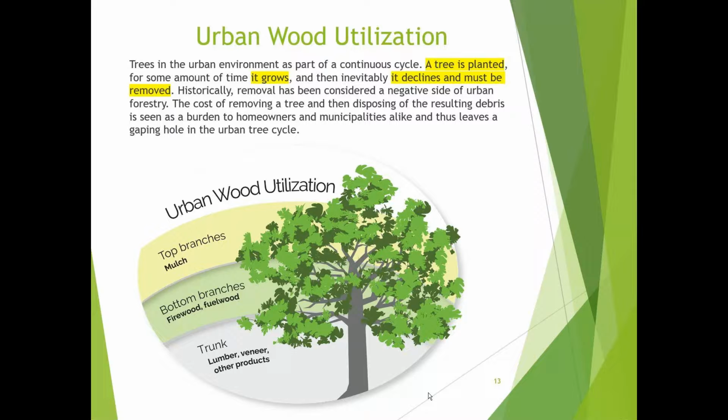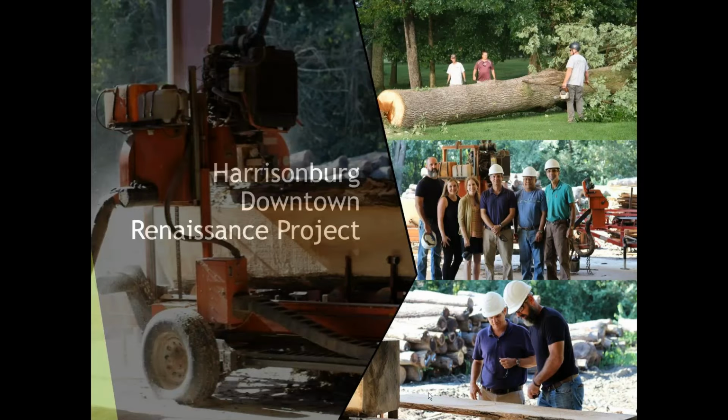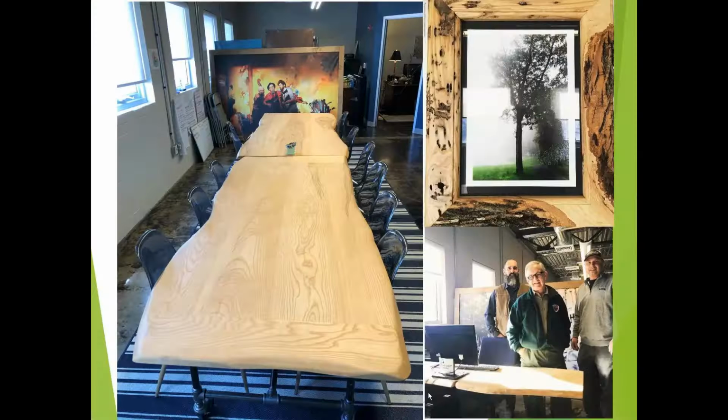We got the community involved, and it was a good way to do that with the Harrisonburg Downtown Renaissance Project. The director needed a new conference table. We went out, we removed the ash tree from our golf course, and we made lumber at a local sawmill. The tree barely left the city. And then a crafter made these beautiful tables for our Downtown Renaissance. We even took a picture of the tree before it came down and framed it in memory to honor that tree.